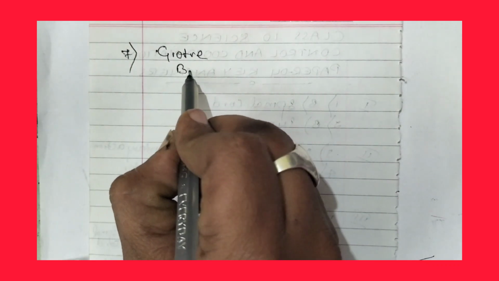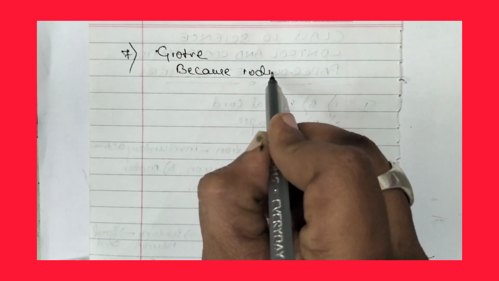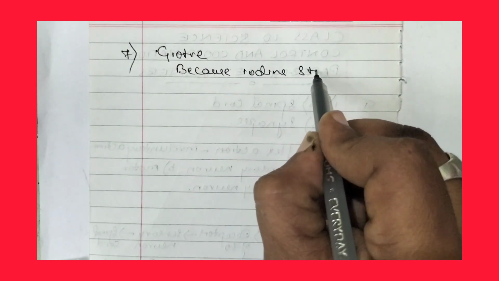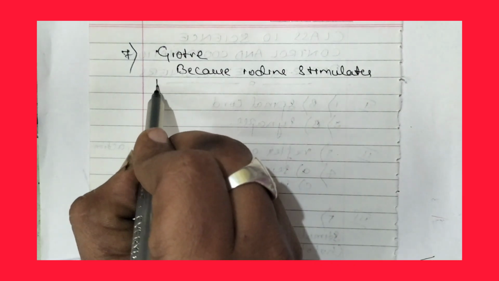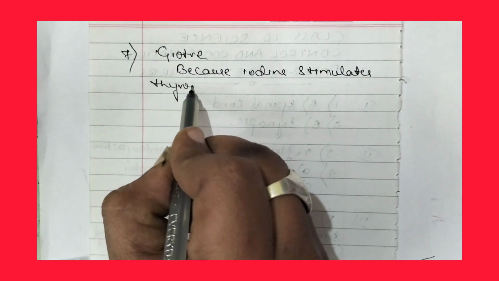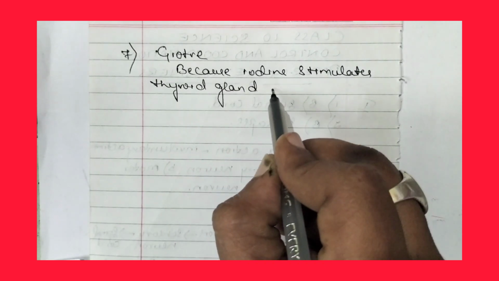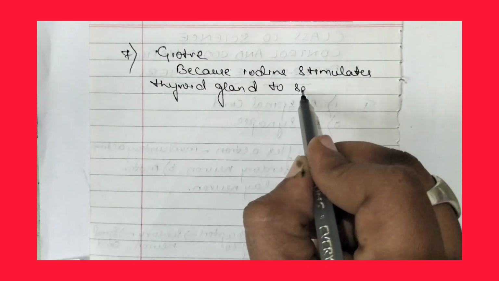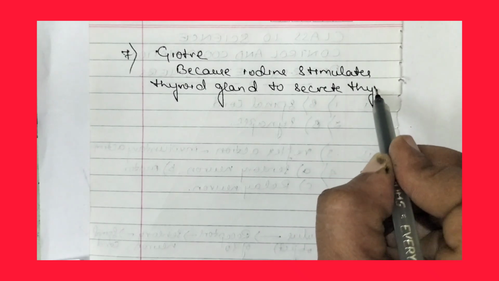Next, why is iodized salt made compulsory in our diet? Because iodine stimulates the thyroid gland to secrete thyroxine.